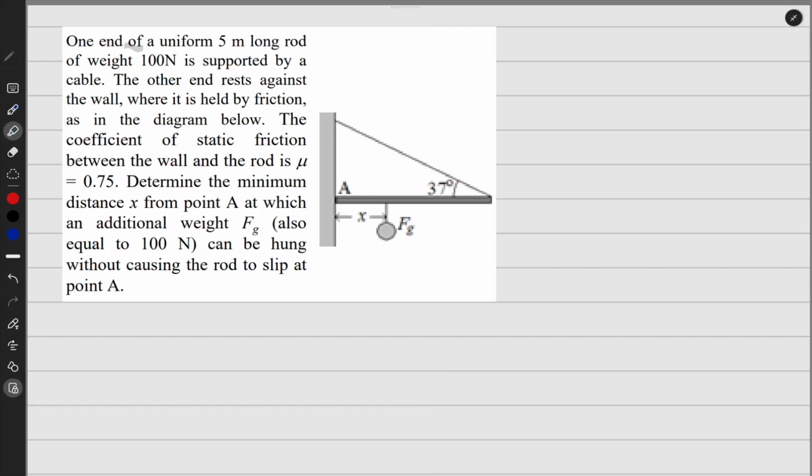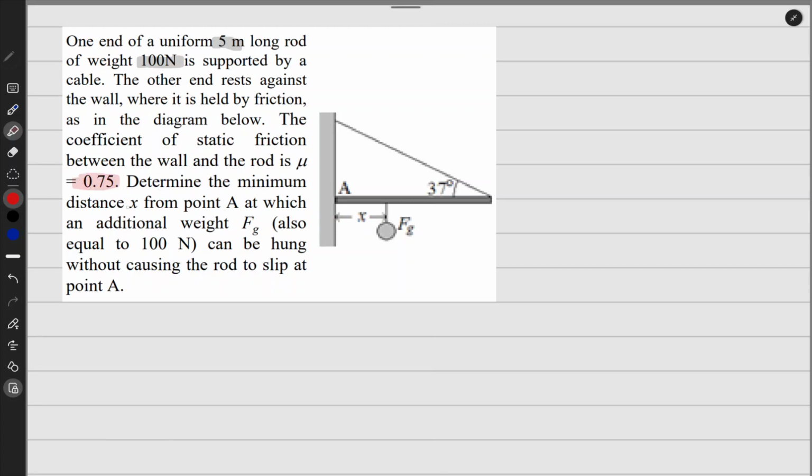One end of the uniform 5-meter long rod weighs this much and is supported by a cable. The other end rests against the wall where it is held by friction. There is friction just here. Held by friction as in this diagram. The coefficient of static friction between the wall and the rod is this much.